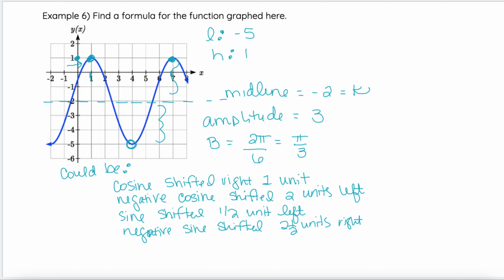Well, geez, that's so many different choices. Which one is the right one? They all are the right one. The one I saw right away was easily this cosine shifted right 1 unit. I really saw that one just immediately. Oh, well, this highest point should be tipped over to the left 1 unit. So all I did was just move it to the right. That's the one that I'm going to utilize.